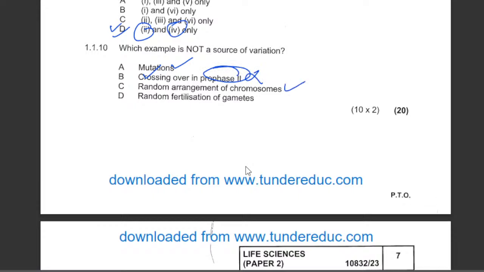Random arrangement of chromosomes, correct. Random fertilization, correct. So this one becomes wrong. So the most correct answer here, because they're saying not. You see? So the question is coming in negatives. So the answer becomes B. So you get the 2 marks there.